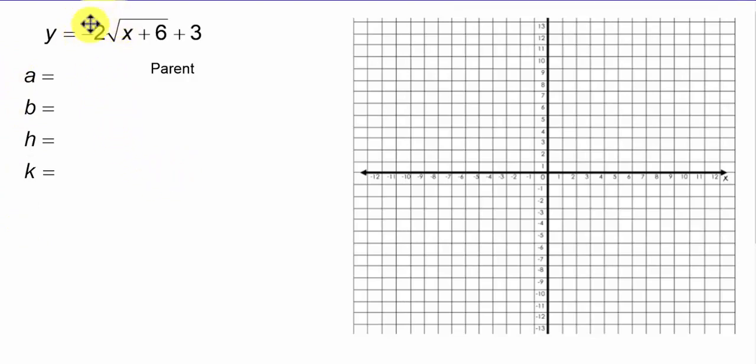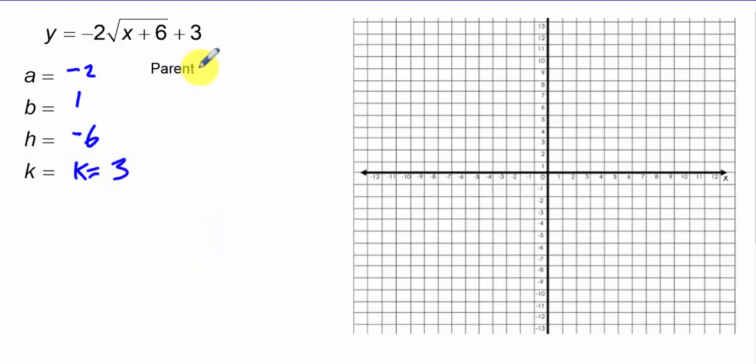A is that number that multiplies things out in front. So you'll see that a in this case is a value of -2. B is within the function itself and represented as either a multiplier in front of the variable or a division of the term. Again, we have to make sure we have a coefficient of 1 in front of the x, so that in this case b is 1. H follows a subtraction sign within the function, so h is -6, and k is that addition or subtracted number, so k is equal to 3.